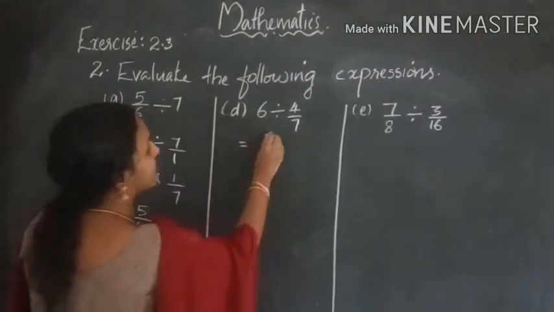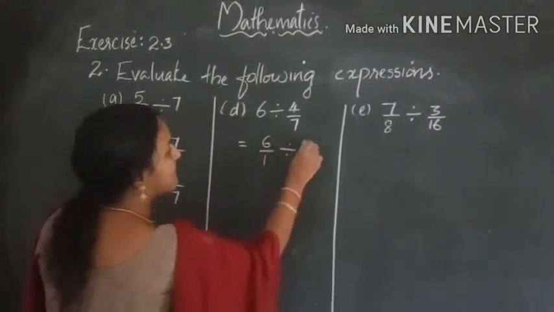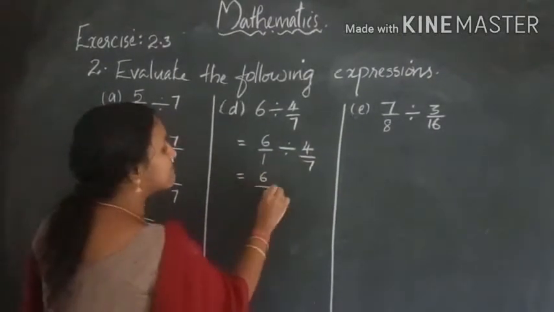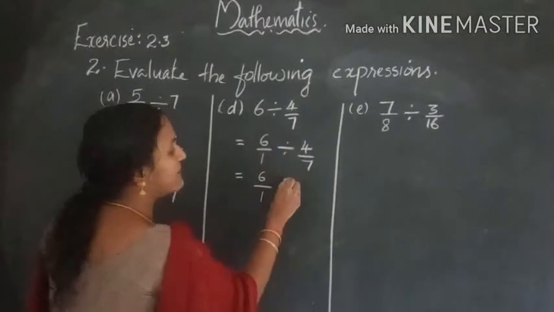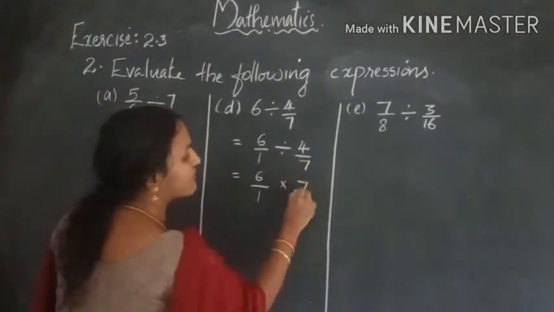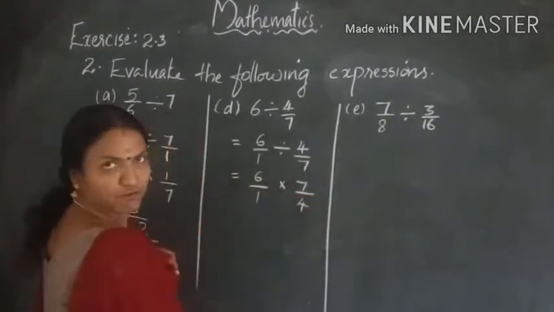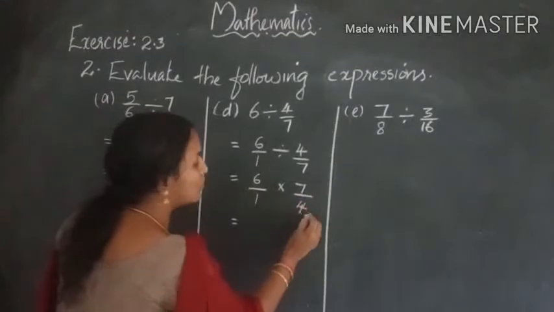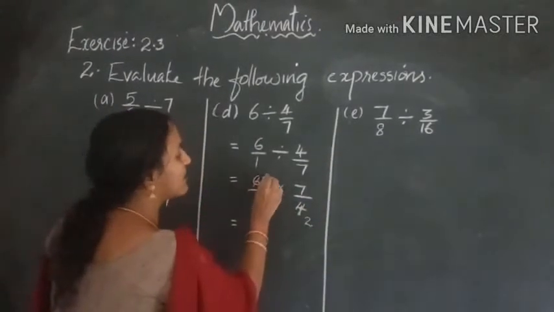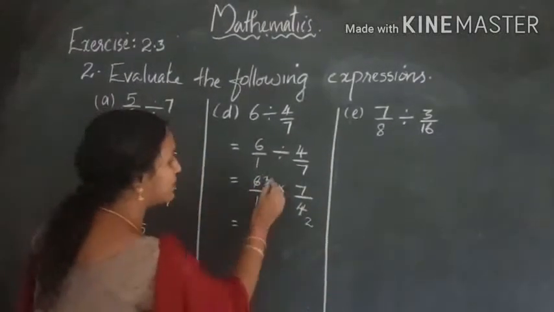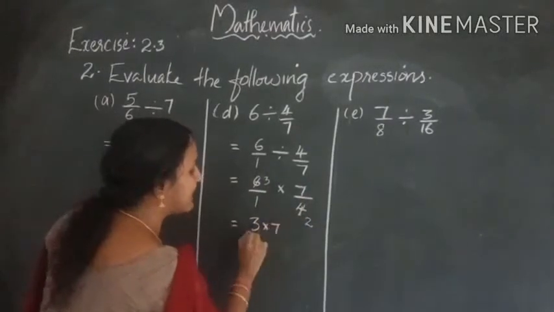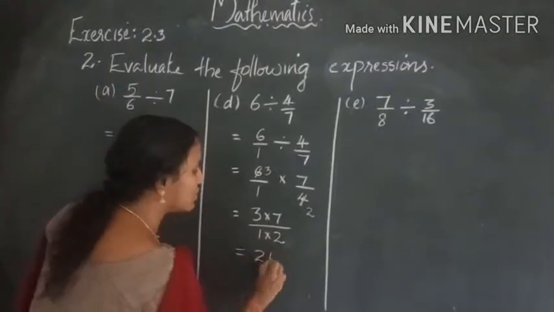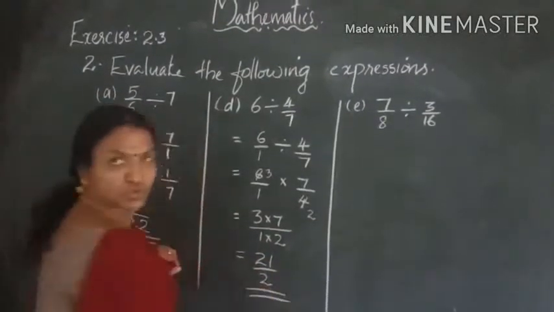The second question, 6 divided by 4 by 7. So 6 can be written as 6 by 1 divided by 4 by 7. Division means multiplying the reciprocal of the second. So 6 by 1 into 7 by 4. Here we can cancel 6 and 4. 2 2s are 4 and 2 3s are 6. It is equal to 3 into 7 divided by 1 into 2, which is 21 by 2.